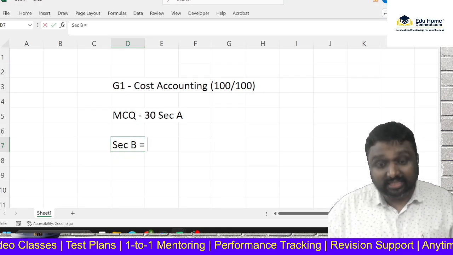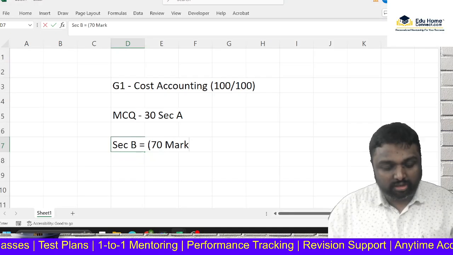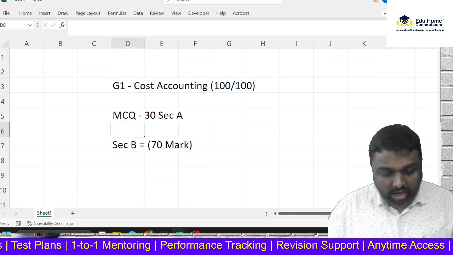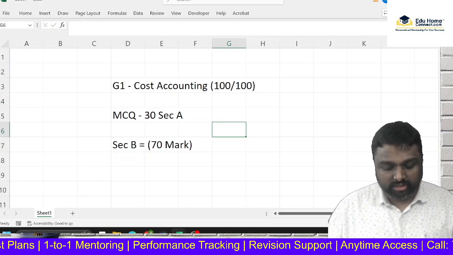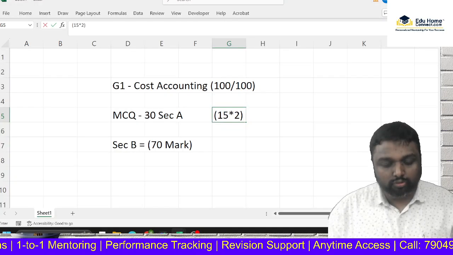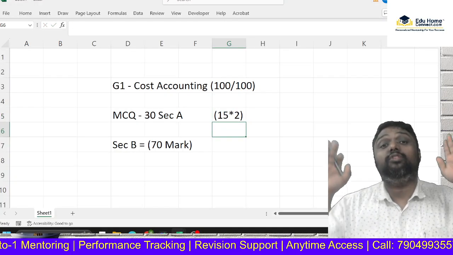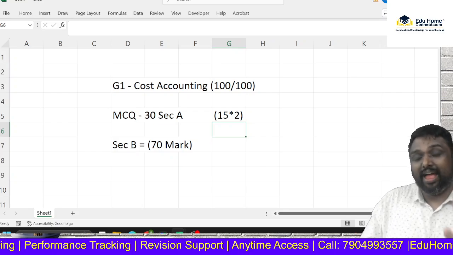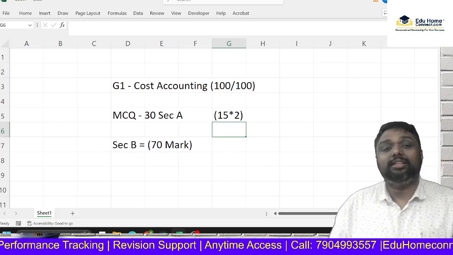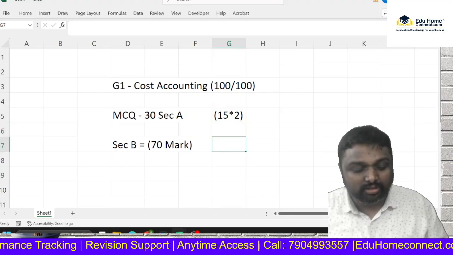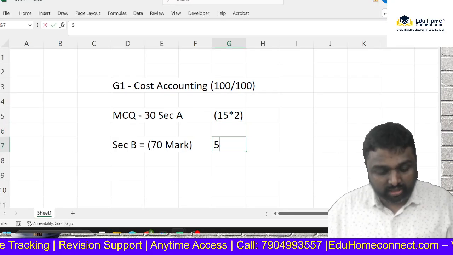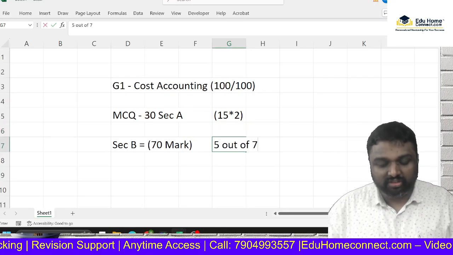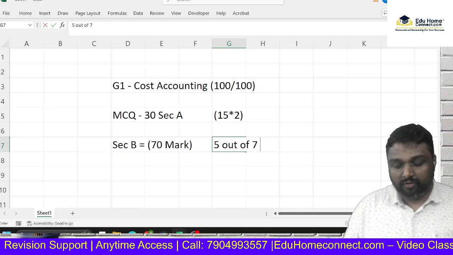Now let us continue. What we are going to discuss, friends, is how to crack Section B. Section B is the descriptive area, which comes for 70 marks. Very important: in MCQ there is no choice. We have 15 questions of 2 marks. You have to attend all the 15 without fail, and there is no negative mark also. If your answer is correct, you will get 2 marks. If your answer is wrong, you will get 0 marks. In Section B, here we have a choice. We have to write 5 out of 7 only.